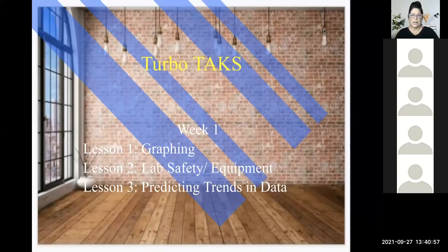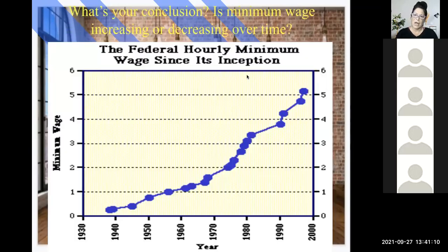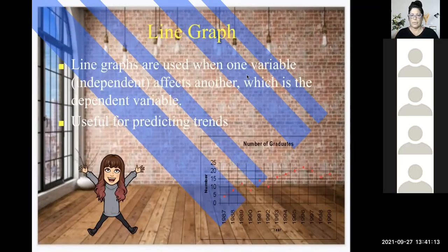All right, so first thing, and this is not really week one, but graphing, lab safety, and then predicting trends in data. Graphing. First we're going to talk about line graphs: how you create a line graph from data that you have, what they're used for, and when they're the most suitable way to present data.